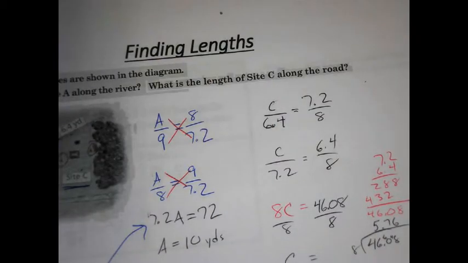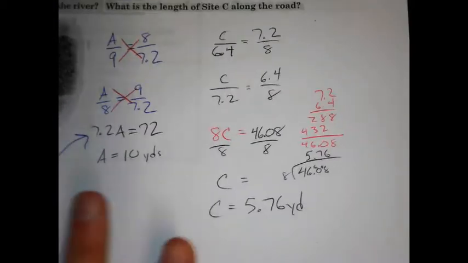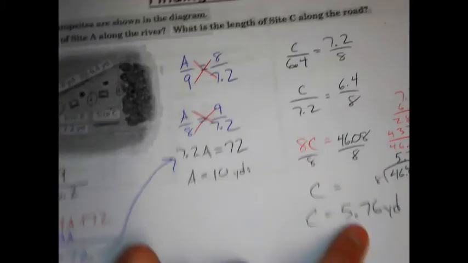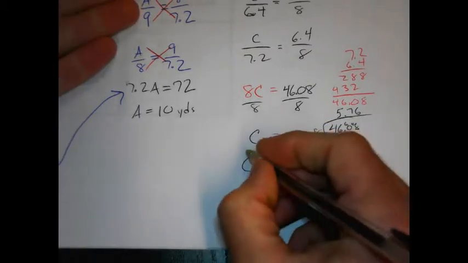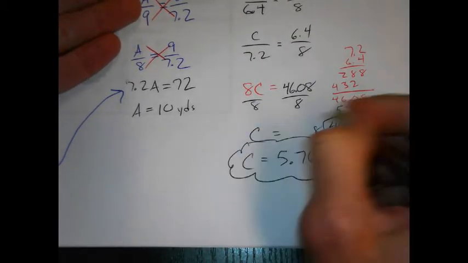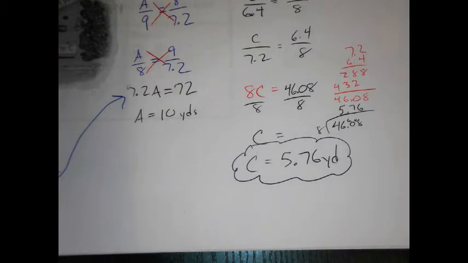Does that make sense? I want to know. Does that make any sense? 5.76 is smaller than 7.2. Yep, totally makes sense. So we are making sense. And that is the corollary to the side splitter theorem.